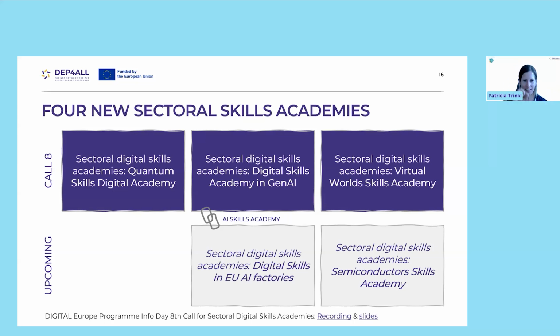You can already see indicated here that Gen AI is just the first part of the AI Skills Academy. The second part is the sectoral digital skills academy on EU AI factories. Both parts together then build the AI Skills Academy, but we will come to that later on. Please note that for the current topic, we only target Gen AI, not the skills for the AI factories.